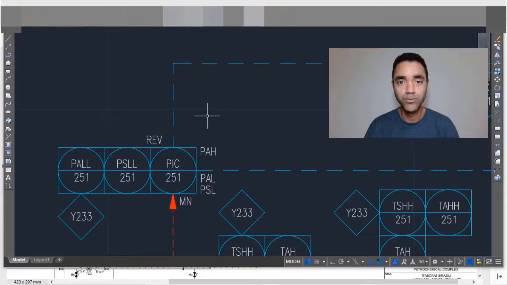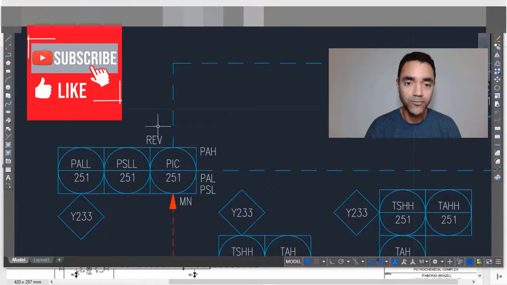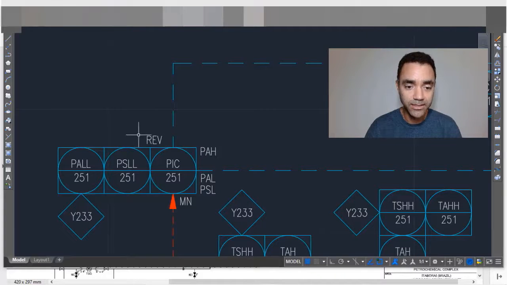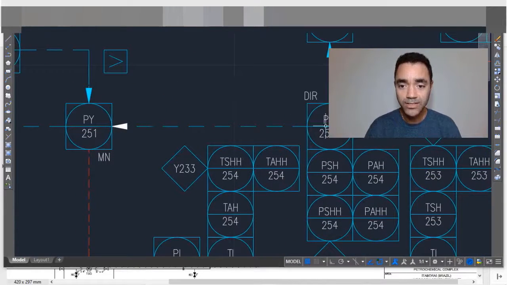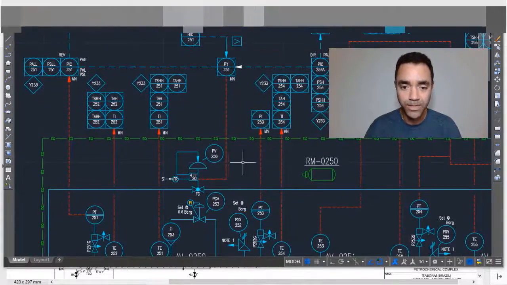And information that we have not seen in the previous piping and instrumentation diagram, and is not shown too often, is the action of the controller. If the controller is direct control or reverse control. In this case, for the suction pressure controller, we have a reverse control. On the other hand, for the discharge of the compressor, we have a direct action. And let's understand what it means.